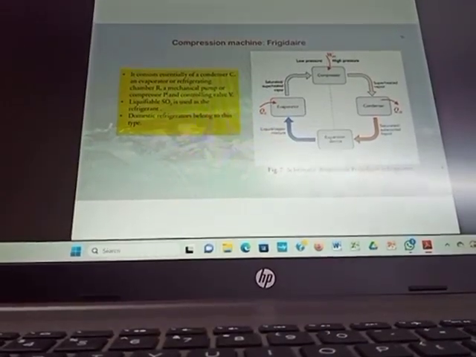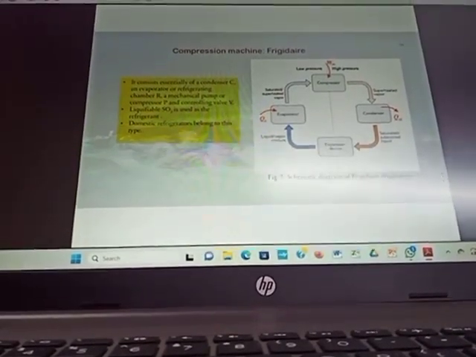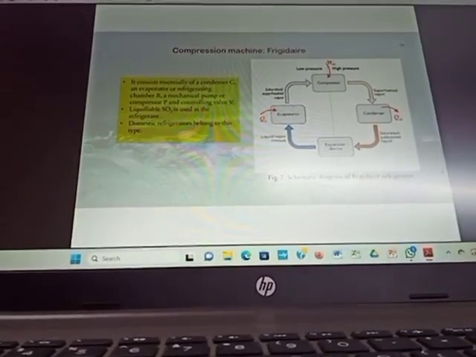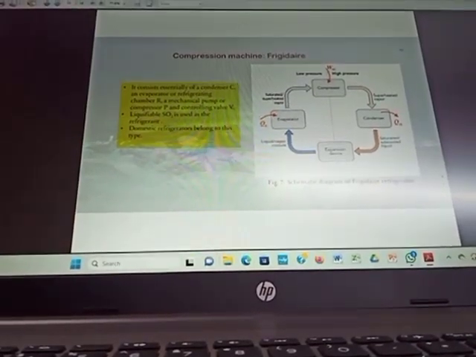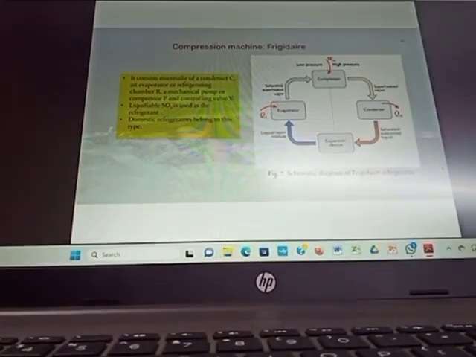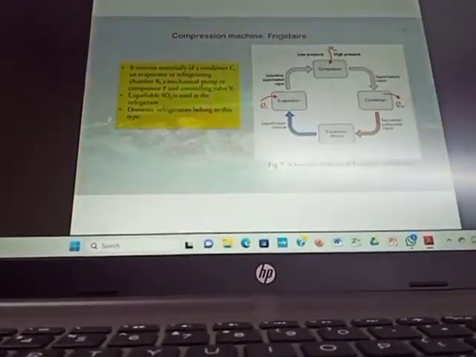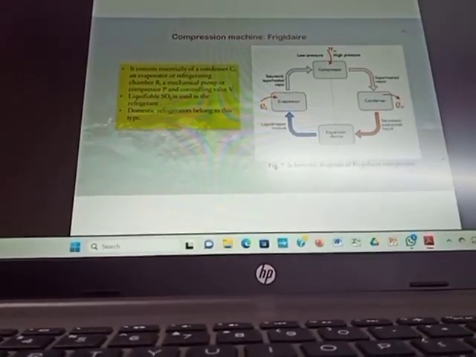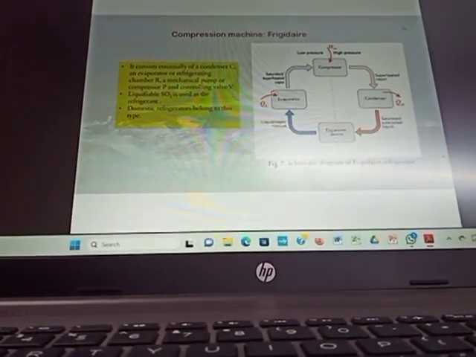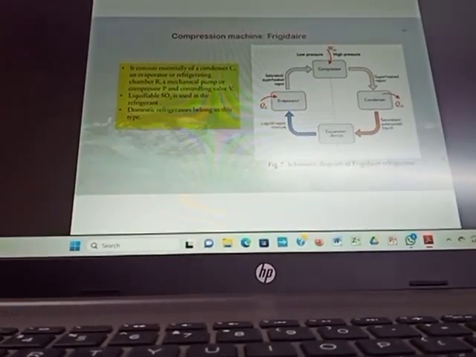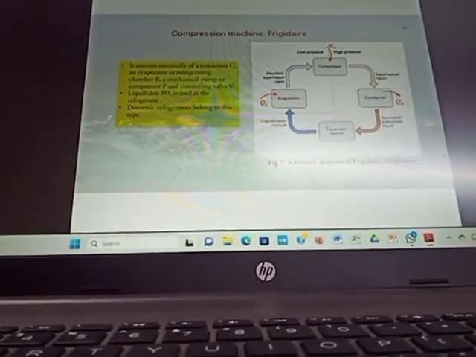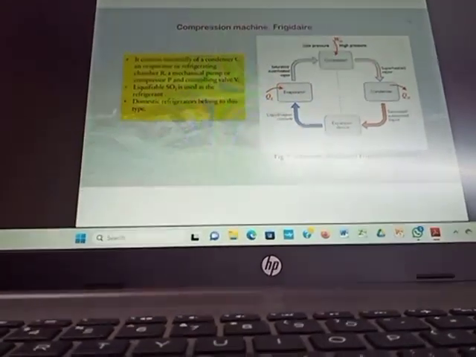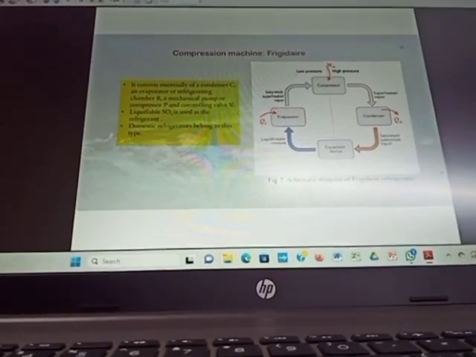This is the schematic diagram for the Frigidaire refrigerator. Here from the evaporator, the saturated or superheated vapor at low pressure goes to the compressor and some work is done upon the system. Then it goes to high pressure and the saturated vapor becomes superheated vapor and goes to the condenser, and thus saturated and subcooled liquid goes to the expansion device.